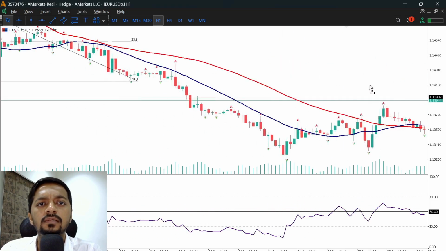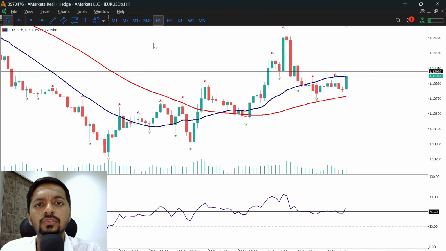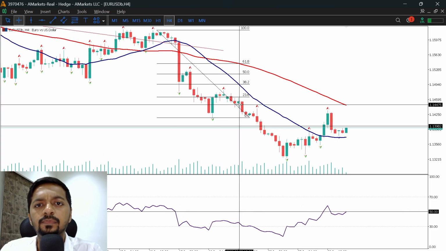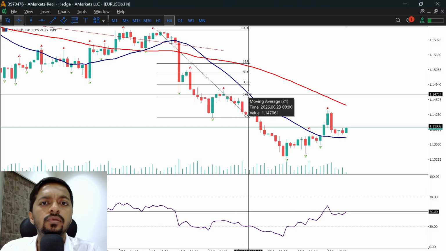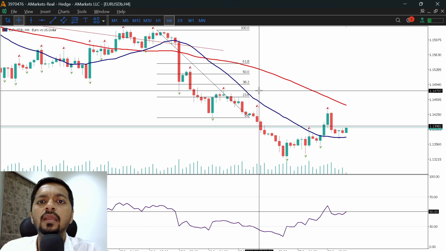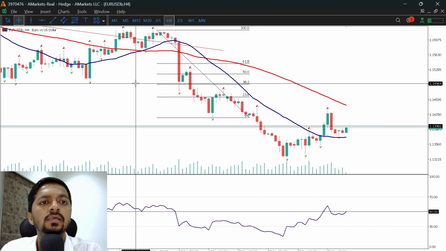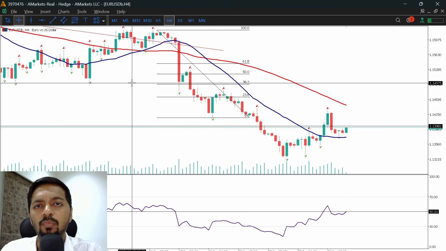If you look at these fractals, this is an important support and resistance area. So this is a very important resistance point. If you look at this price point, which is 1460 to 1480, if price breaks above this level also, we can expect further upward continuation to 1500, which is this previous important support area, right?